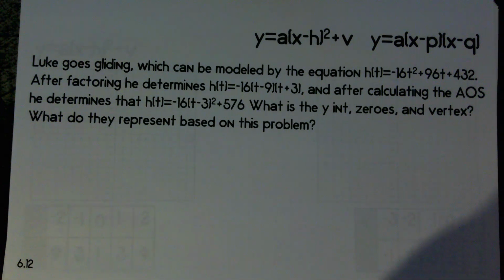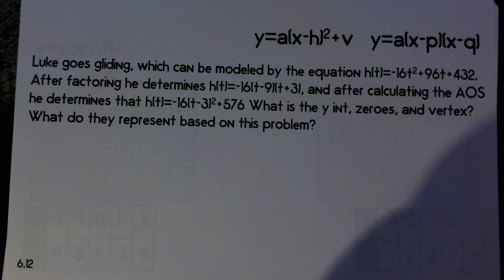After factoring, he determines that the function of t is equal to negative 16 times t minus 9 times t plus 3. And after calculating the axis of symmetry, he determines that the function of t is negative 16 times t minus 3 squared plus 576. What is the y-intercept, the zeros, and vertex? What do they represent based on this problem?